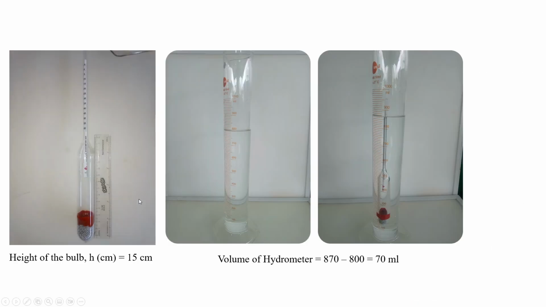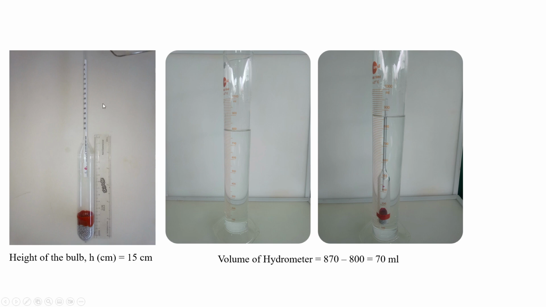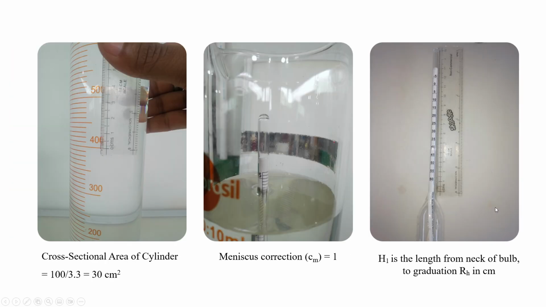There will be some marks on the hydrometer, as we can see here. There are some marks, 5, 10, 15, 14. So whatever the marks, see the upper part of the meniscus and note it down as RH. Now, H1. H1 is the length from the neck of the bulb to the graduation RH. Suppose we found the 20 mark as RH. So find the length between the neck and 20. Here from the neck to 20, it is 8 centimeter. So note down 8 centimeter.